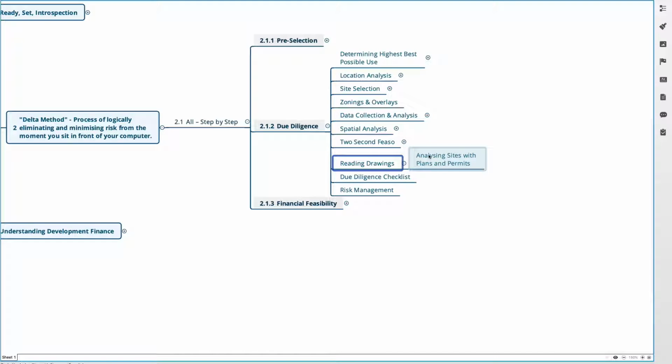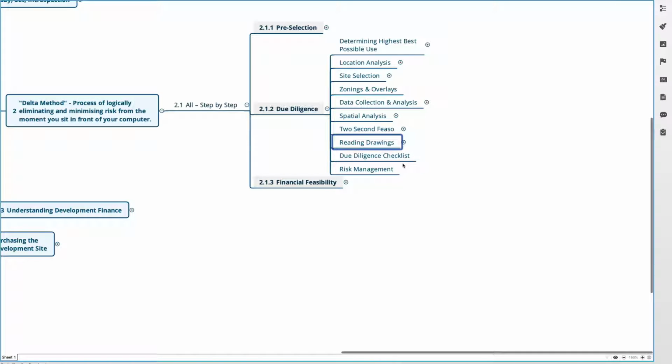How do you read the drawings? The reason I included that is because when I started, I was totally not aware of any of this. I actually learned how to read all the drawings and so on. So that's why I decided to include that in there. Your due diligence checklist and your risk management, how you'll identify the risk, how you will mitigate the risk. If you can avoid it totally, you'll avoid it. And how are you going to have your exit strategy.